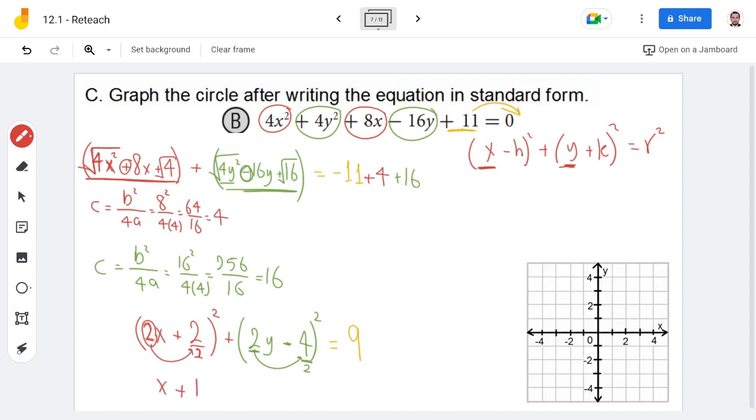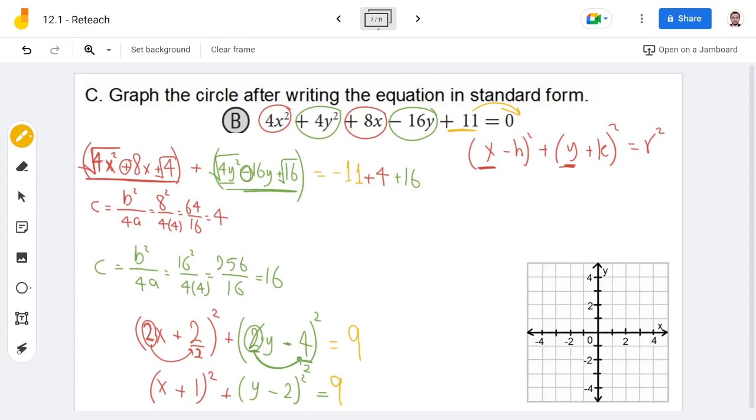So x plus 1 to the power of 2 plus, same thing on the other one here. If I take this 2 and divide it by the 4, first cancel the 2. So y negative 4 divided by 2 is equal to 2, to the power of 2, which is equal to the radius.